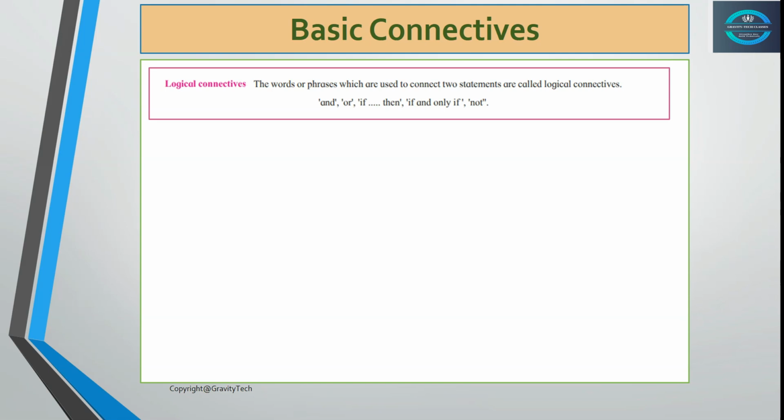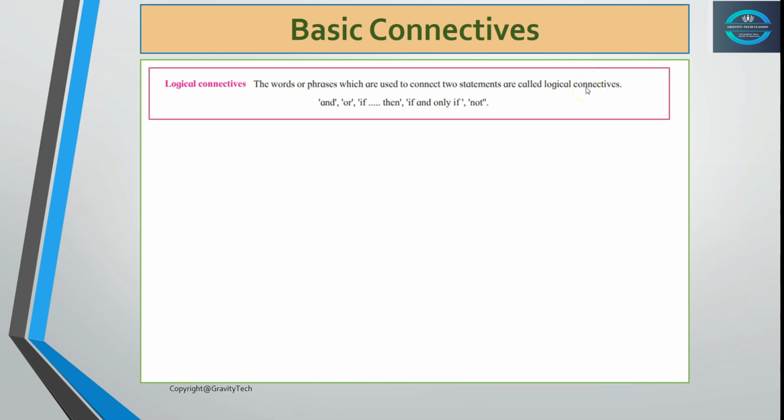This and this, right? This or this. If this happens, then this will happen. If this happens, then this, and if that, then this, right? That is if and only if. So basically, the words or phrases which are used to connect 2 statements, दो statements को connect करने के लिए जो phrases या words use होते हैं उसको बोलते हैं logical connectives.